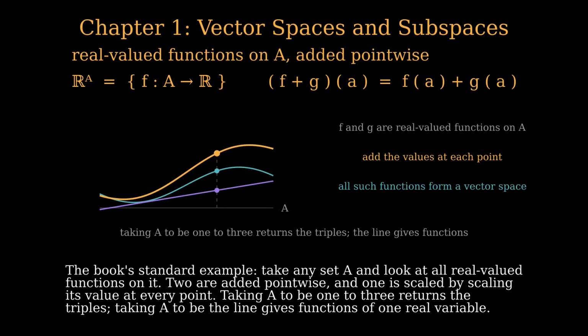The book's standard example. Take any set A and look at all real-valued functions on it. Two are added pointwise, and one is scaled by scaling its value at every point. Taking A to be 1 to 3 returns the triples. Taking A to be the line gives functions of one real variable.